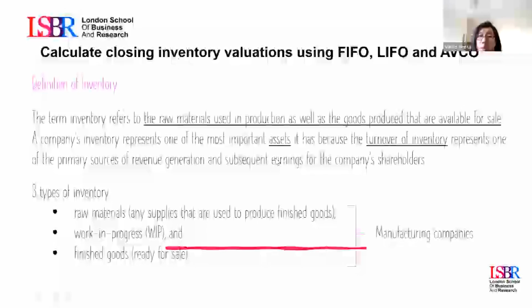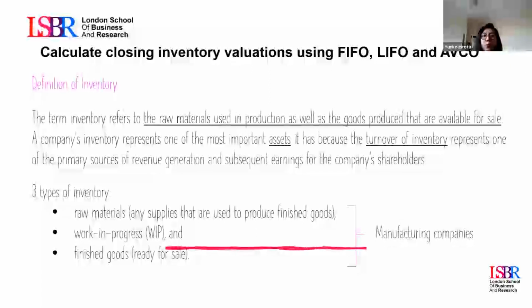A company's inventory represents one of the most important assets. Why? Because it's the core of the company, it is the thing that the company is selling. And we have here a concept that is called turnover of inventory. That turnover of inventory is how many times the inventory needs to be purchased. For example, if we are selling bicycles, probably we need to buy all the things to create a bicycle twice per year. So the turnover of inventory is how many times the company will need to have this product to create a bicycle.